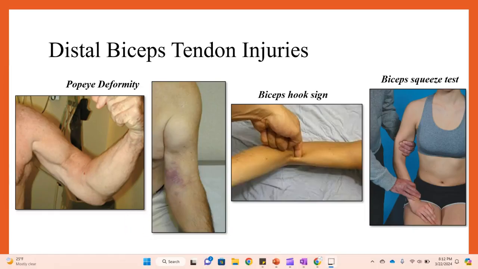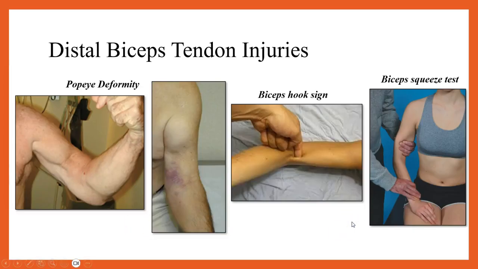Here are some pictures I wanted to show you guys of what this bicep tendon rupture looks like. You can see the picture on the left. You can see this Popeye deformity, this big gapping here, right? Here's another example of how that Popeye deformity recoils the biceps brachii muscle up, still attached proximally, so distally it tears and it recoils up. And you'll see the bruising here along the anteromedial forearm and arm there.